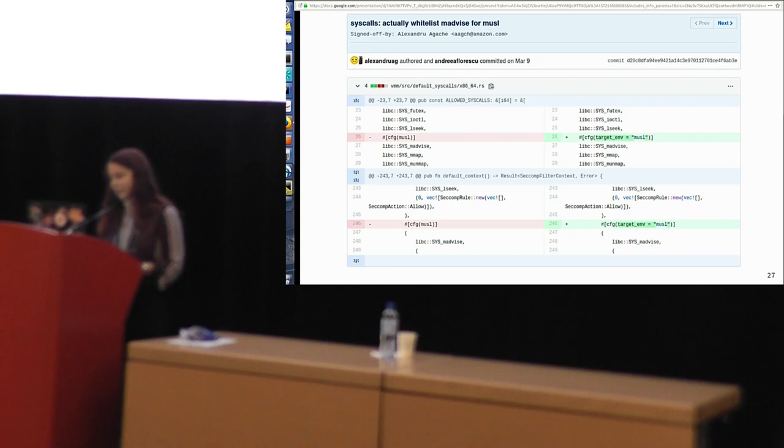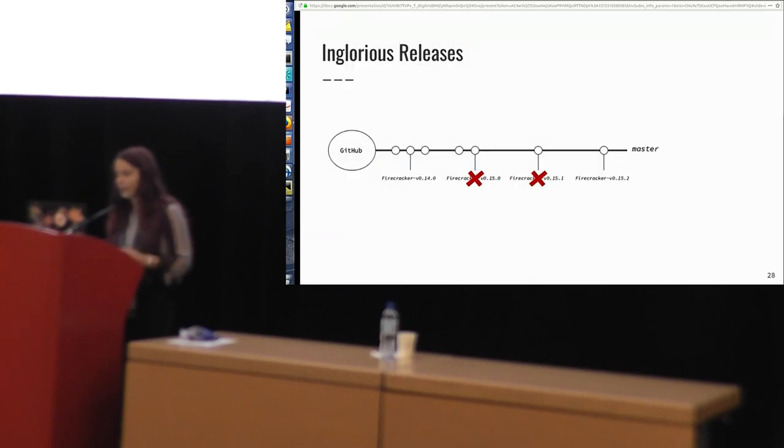The fix here was super simple. We just needed to update the target, to update the musl macro configuration. So we had two broken releases, and then we finally fixed it in 0.15.2.